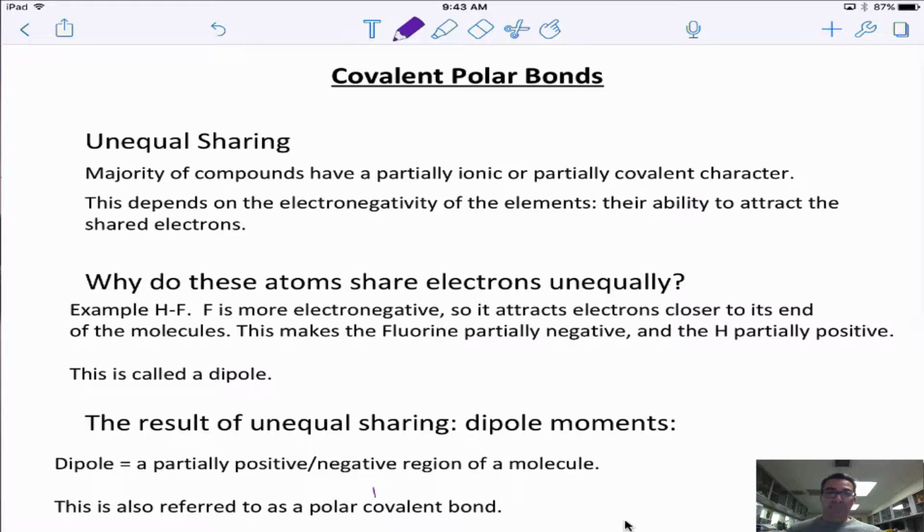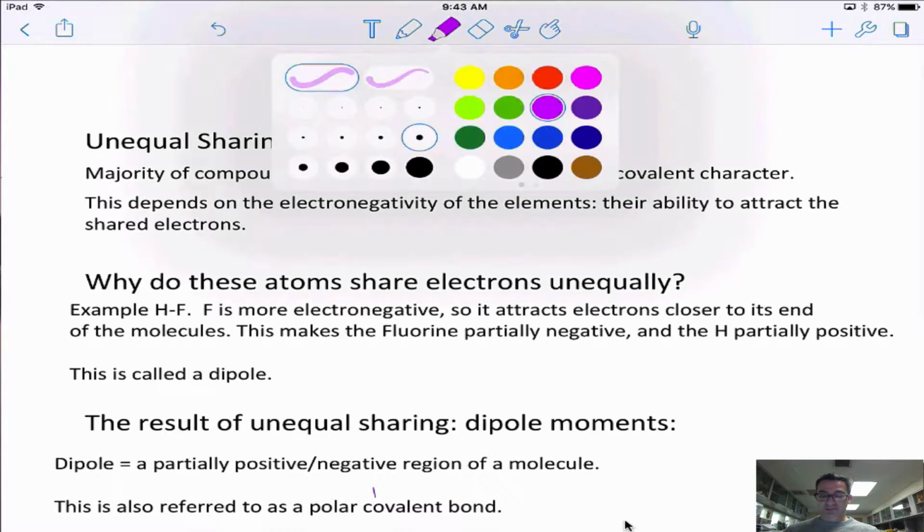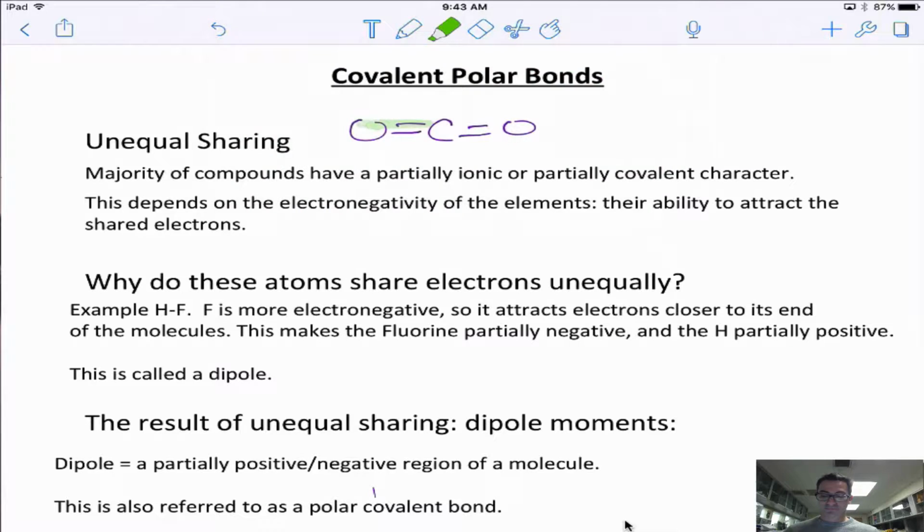When I look at a bond, I'm looking at only part of a molecule. So for example, if I were to look at something like CO2 here, and I were to look at each of these bonds, I would be looking at just this part of CO2 on the left here, and I would be saying, well, what is that bond? Is that bond polar or not? And the way that I do this is I look at the difference in electronegativity.